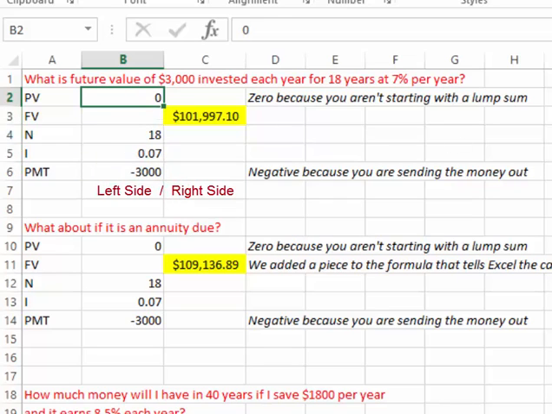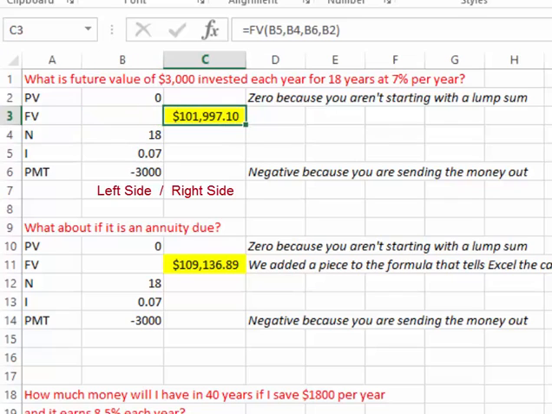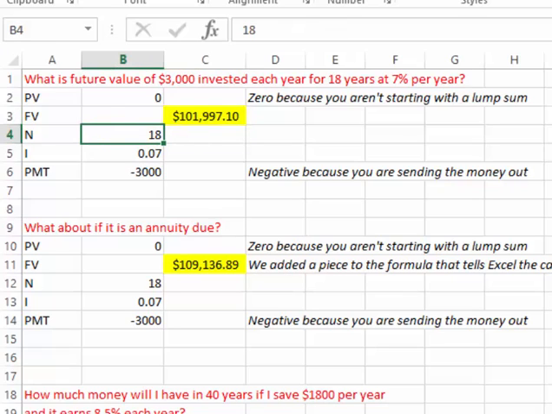The present value is 0. We're starting with 0. We're going to solve for the future value, so I'm leaving that blank here, and actually we'll do the calculation over here to the right to set it apart and highlight the work that we're doing. The number of periods is going to be 18. The periodic interest rate is 7%, and the payment amount is going to be $3,000. I've made that a negative because we're investing that money.